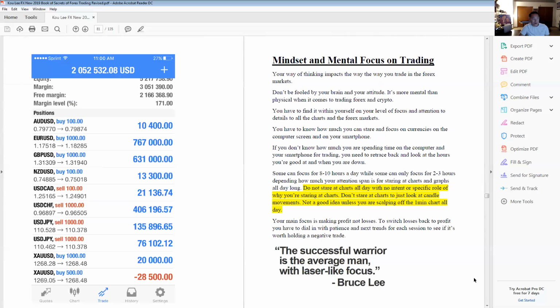I love Bruce Lee's quote here: the successful warrior is the average man with a laser-like focus. That's it. When you're so focused, no one can take that away, doesn't matter who it is. When you're focused and in the trenches, getting down and dirty and making sure you're not losing anything because you want to dominate.